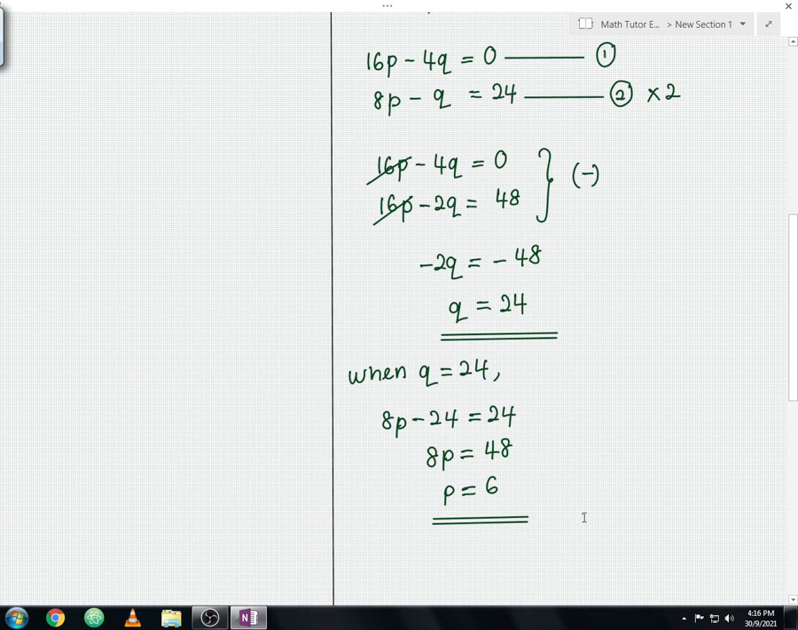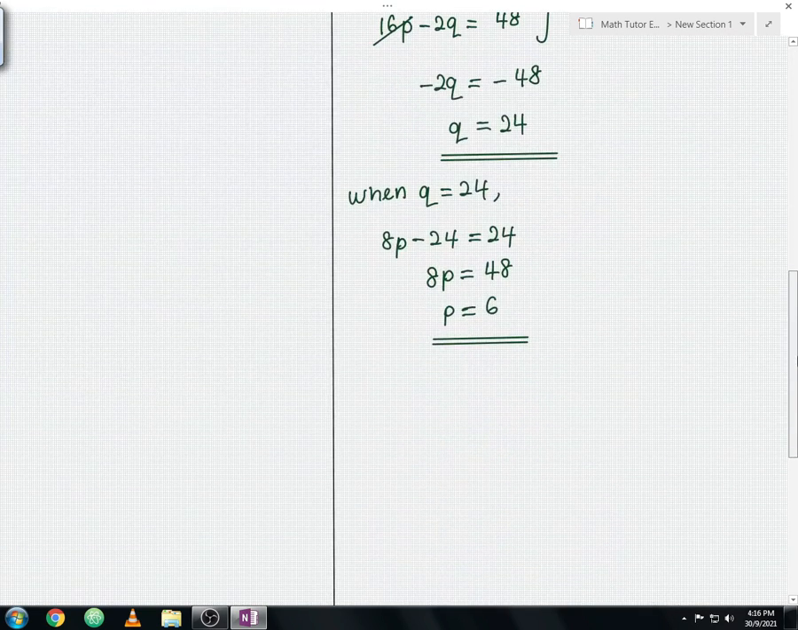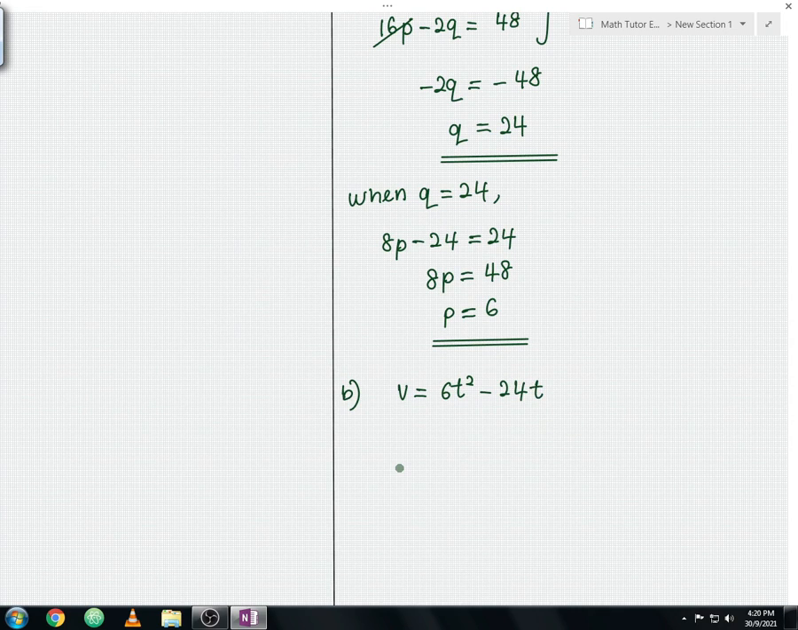Okay, from here let us proceed our discussion for the question part B now. For the question part B, we are required to sketch the velocity time graph of the particle for 0 less than equals to t less than equals to 5. Okay, so let us begin our discussion. Since we know that the value of p and q, now we can use that and substitute into the velocity equation, where in this case you get the velocity equation is equals to 6t square minus 24t.